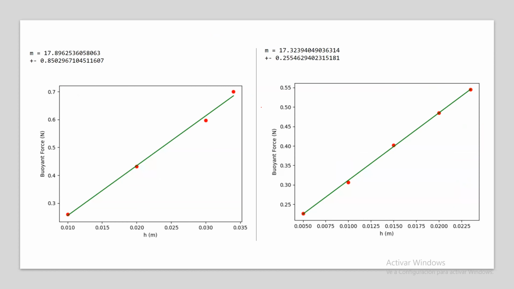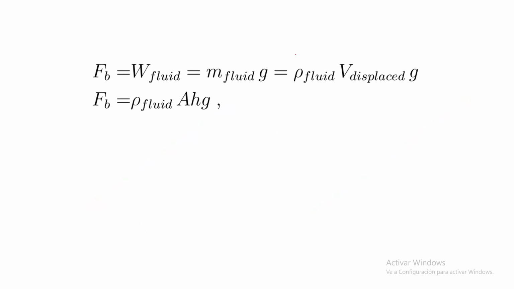So when we plot this buoyant force against the change in height, we get these formulas. This one right here is for the cylinder, and this one right here is for the prism. As you can see, they do follow a linear tendency very closely, which is in accord with our formulas. And here we have that the slope is around 17.9 in the case of the cylinder and 17.3 in the case of the prism.